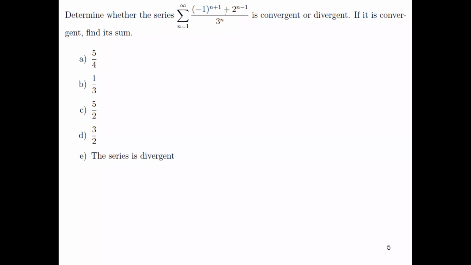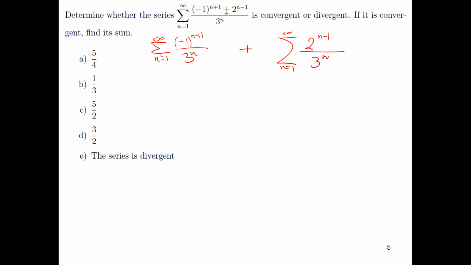And we can see we have addition, which we will split into 2 series, but all of the n's are placed in the exponent. This means that we have a geometric series, but we have to split it. The sum from n equals 1 of (-1) to the n plus 1 over 3 to the n, plus, of course, the sum from 1 to infinity of 2 to the n minus 1 over 3 to the n. Okay, both of them are geometric.